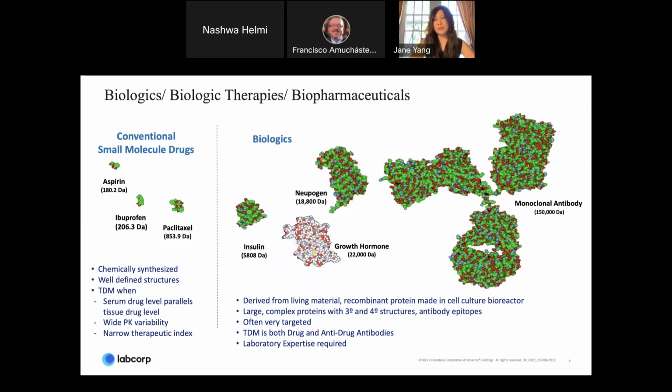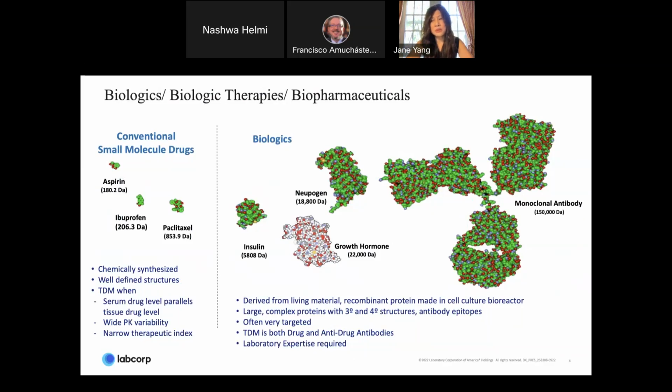Also, from a laboratory perspective, TDM for conventional small molecules is straightforward and analytically simple. On the other hand, biologic TDM is a very different animal and much more challenging for the laboratory, as it involves the detection and the quantitation of proteins. And in this case of TNF inhibitors and anti-interleukins, anti-integrins, these drugs are also antibodies with important epitopes. Therefore, we believe that the best way to measure these biologic drugs is by high-caliber immunoassay.